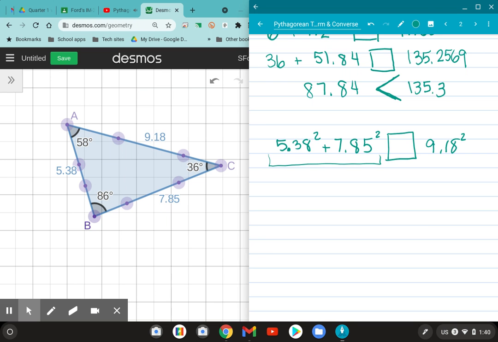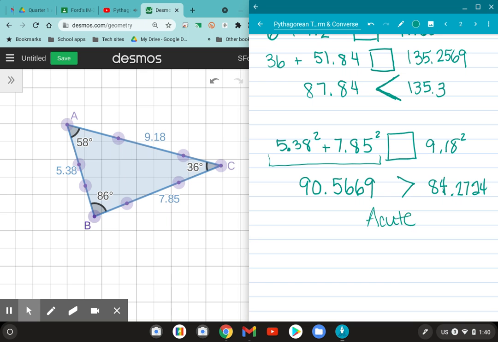9.38 squared plus 7.85 squared. Your phones will not be able to do this if you are doing it on your phones. So just giving you a heads up. And then 9.18 squared. It's going to be 84.2724. So this time, A squared plus B squared is definitely bigger than your largest side. So this one is acute.